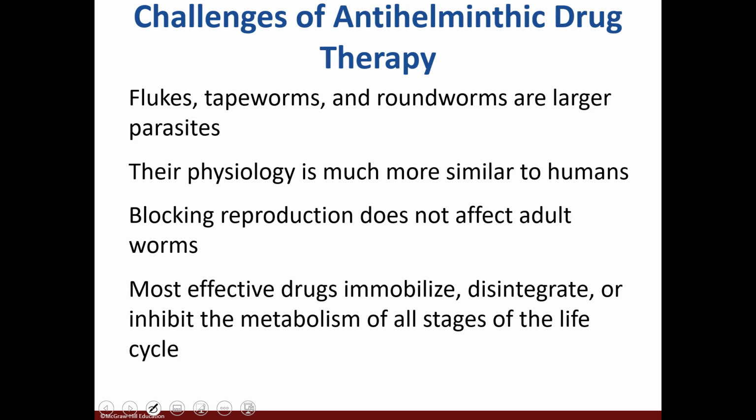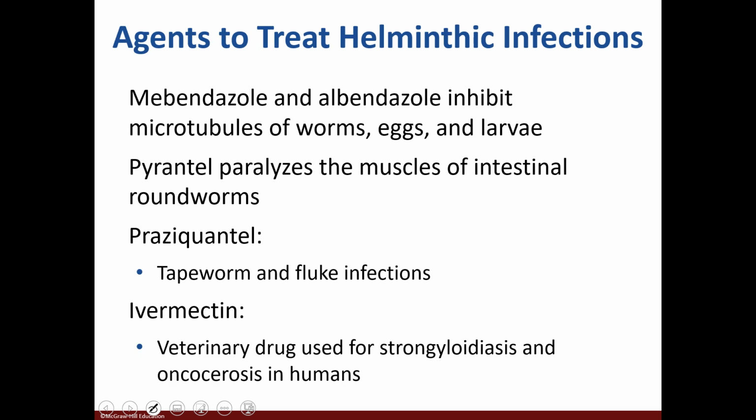Helminths are a bit more difficult to treat because they're pretty large and because they're eukaryotes. The best drugs should target metabolism in all stages of their life cycle. Mebendazole and albendazole prevent the helminths from using glucose. Pyrantel paralyzes the muscles of roundworms and causes them to lose their grip on the intestinal wall. Praziquantel is used for tapeworm and fluke infections. Ivermectin can be used on pets as well as humans.